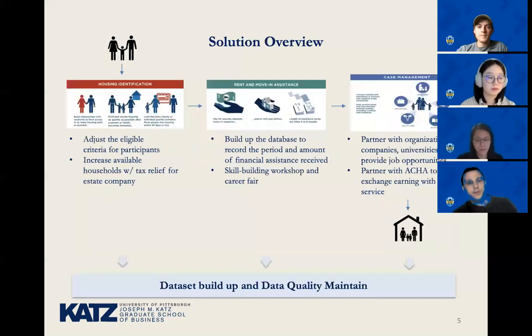We broke down the rapid rehousing program into three phases, and we think we have solutions to improve each phase of the program, so that as a whole we can see improvement throughout the entire program. First is the housing identification phase, which helps families find a place to live that suits them. Then there is rent and move-in assistance to help pay for the costs of moving to their new residence, as well as helping to pay the rent at that location.